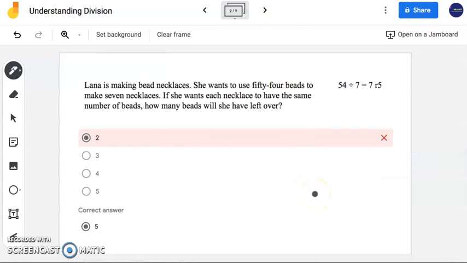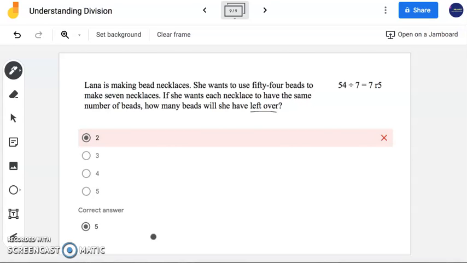And this question here says Lana is making bead necklaces. She wants to use 54 beads to make 7 necklaces. If she wants each necklace to have the same number of beads, how many beads will she have left over? So she was able to create 7 necklaces with the same amount of beads, but she did have a few left over. And left over is a very important word for our remainder. So after we solve this problem, we recognize that we got a remainder of 5, which, when they're asking how many beads will she have left over, is why my answer here is just 5.